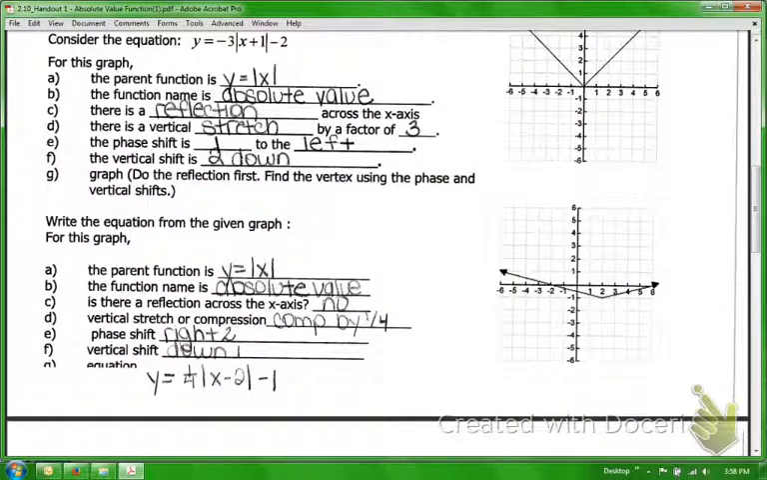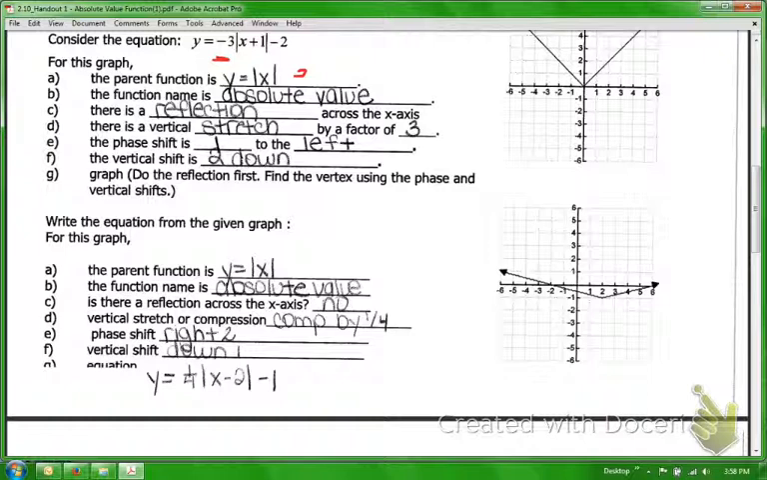All right, let's apply what we've talked about. So we're going to do this equation, y equals negative 3 times the absolute value of x plus 1, minus 2. The parent function is y equals the absolute value of x. The function's name is absolute value. You need to know this. There is a reflection. If you notice, this 3 is negative, so that means there is a reflection. There is a vertical stretch by a factor of 3, and that's because our value of a is 3.